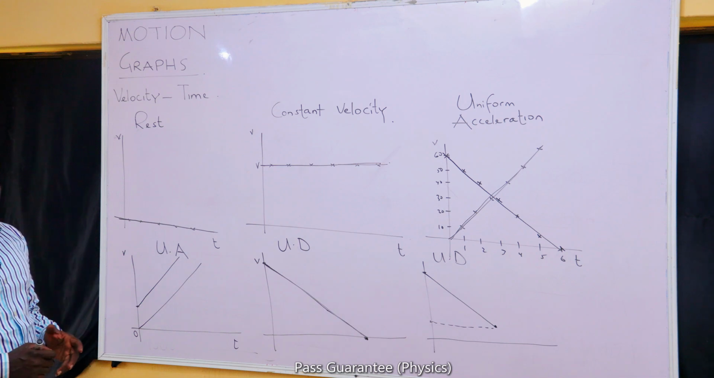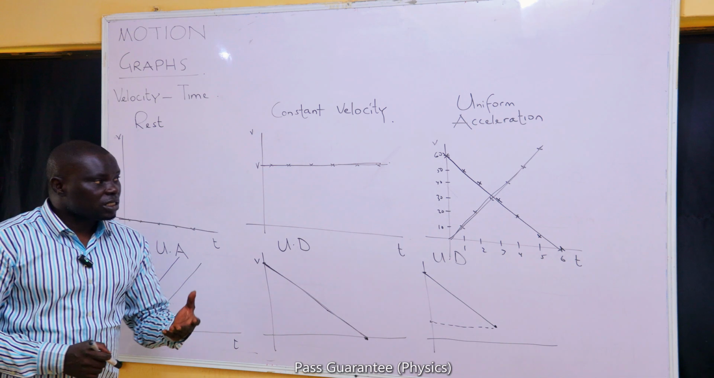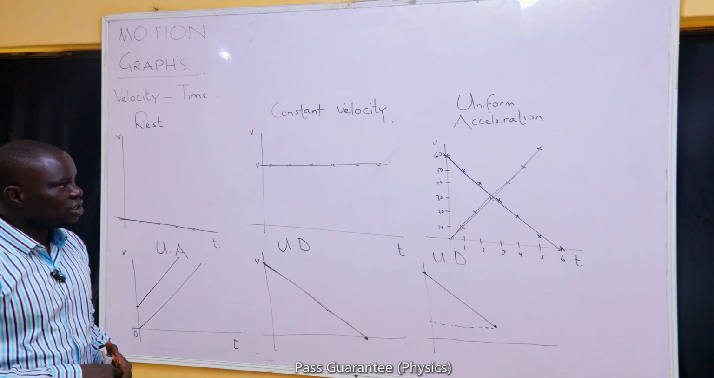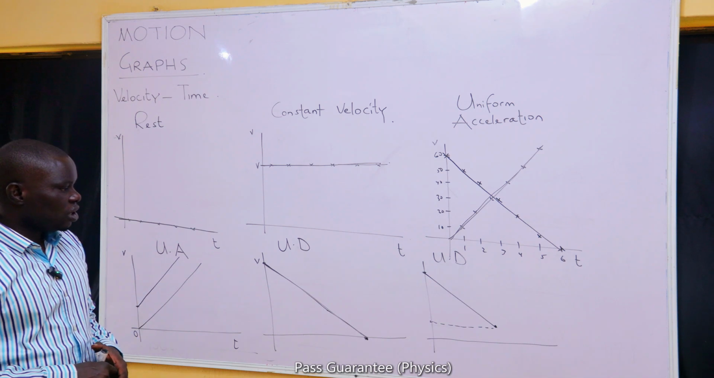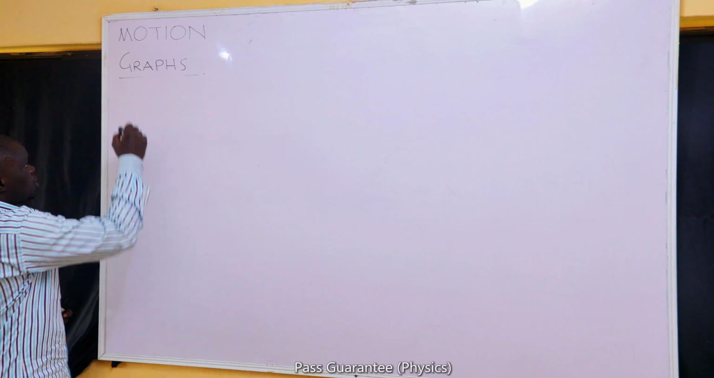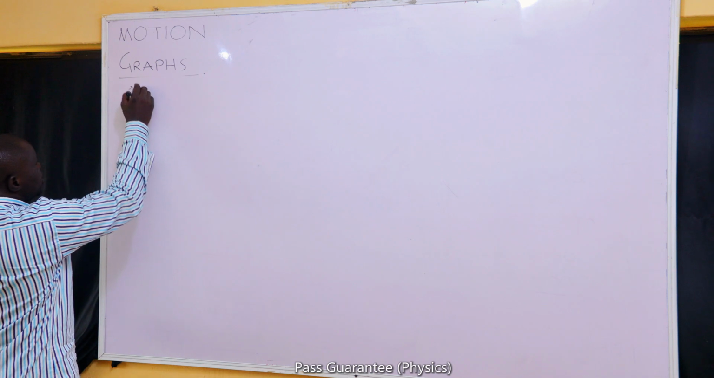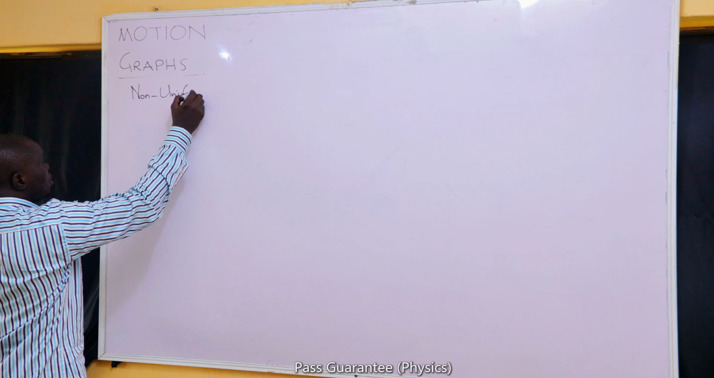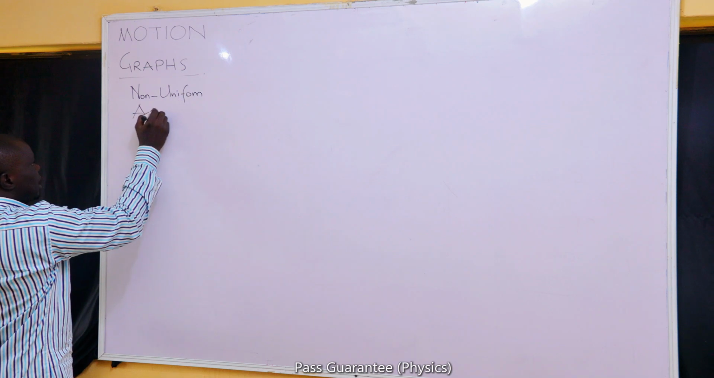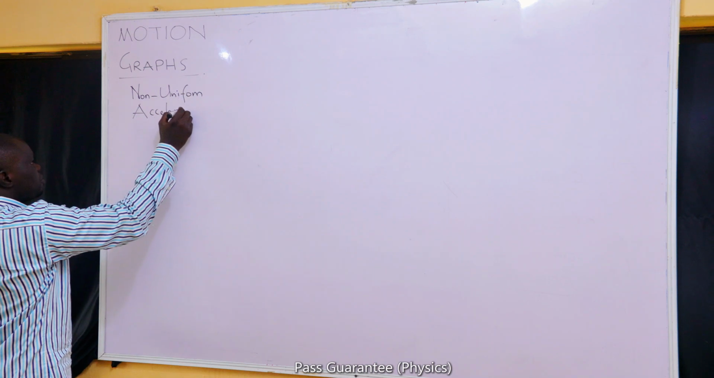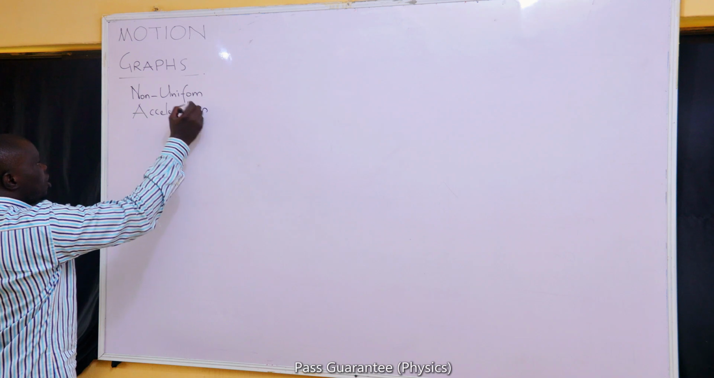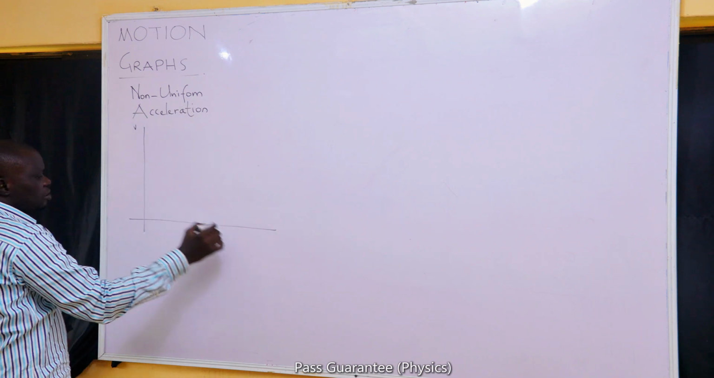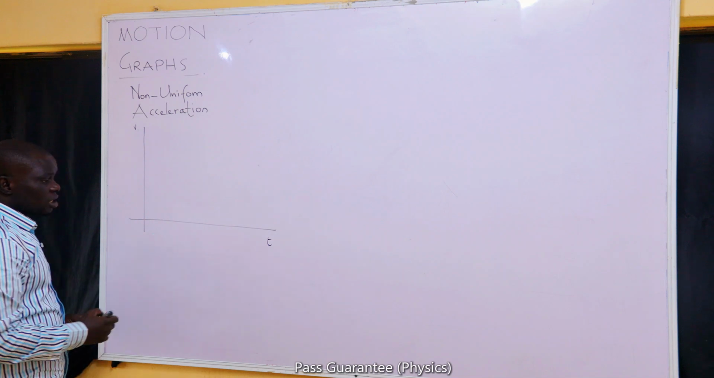Now the last part is how the velocity moves with non-uniform acceleration. If the velocity is changing with non-uniform acceleration, how do we draw the motion of that object? So the object can also move with non-uniform acceleration. If the acceleration is not uniform, then we don't expect the velocity to increase by equal amounts. It means the graph will not be a straight line graph.